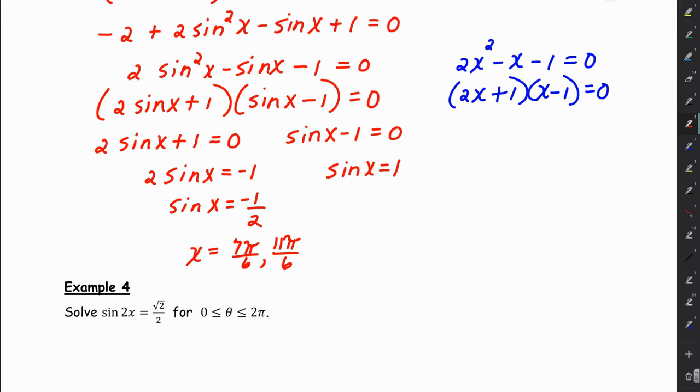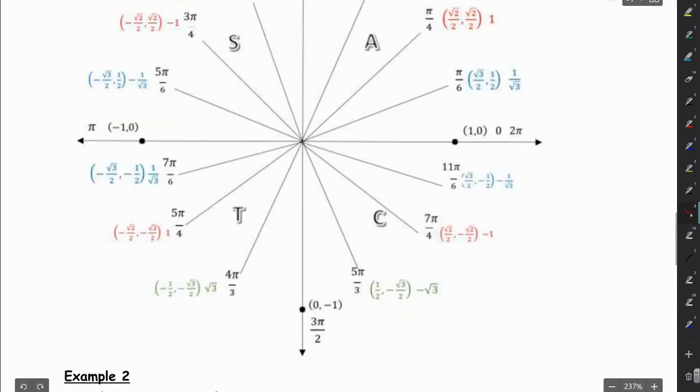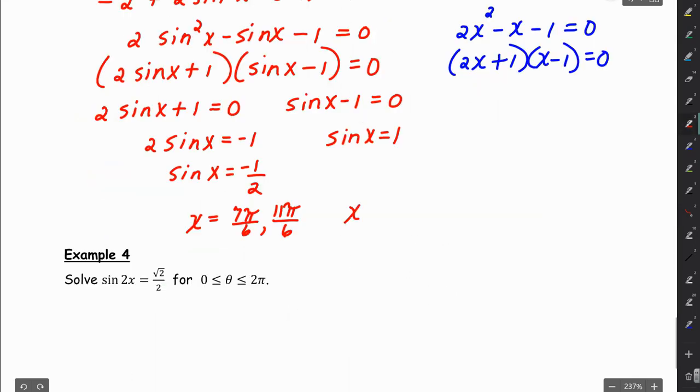The second part of this is asking us, where is the sine 1 on the unit circle? The only place on the entire unit circle where the sine is 1 is right here at pi over 2. So our other solution for this is x equals pi over 2. So we have 3 answers. We have 7 pi over 6, 11 pi over 6, and pi over 2.